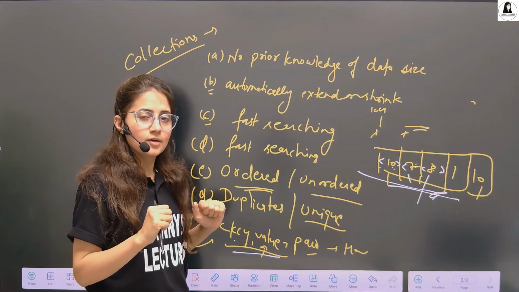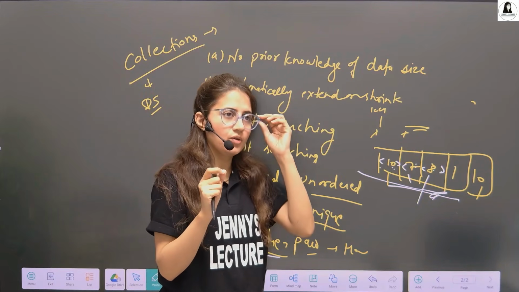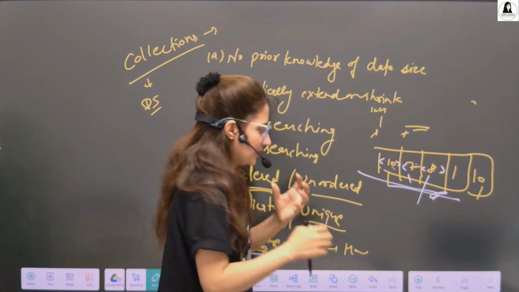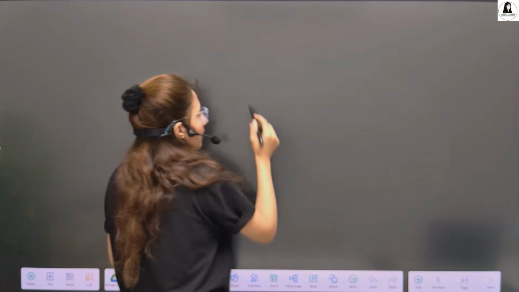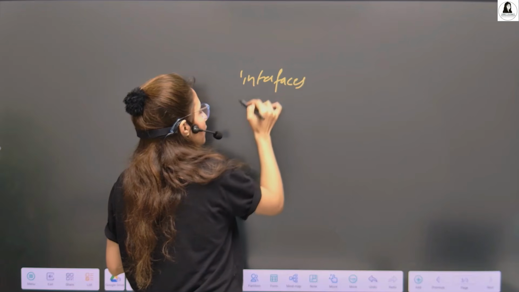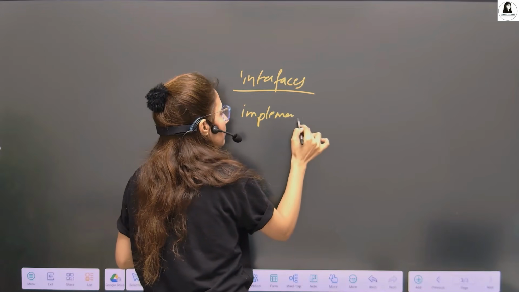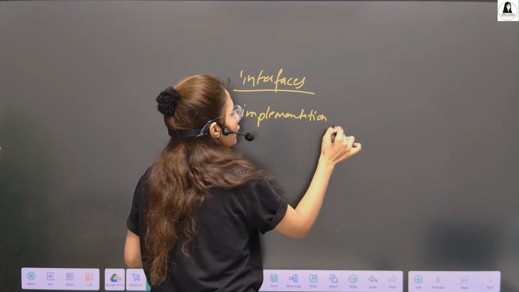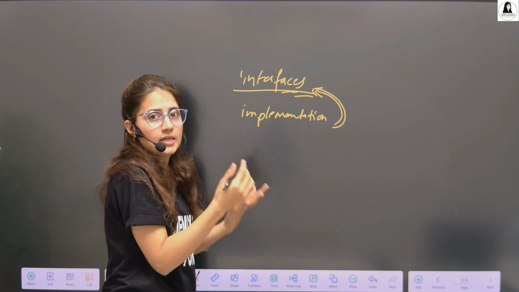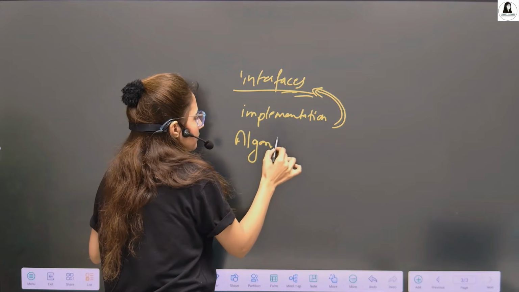That's why it's known as the collection framework. You can define it as having many interfaces, and implementations of these interfaces. Implementations means the classes which implement these interfaces. And we also have some algorithmic classes.